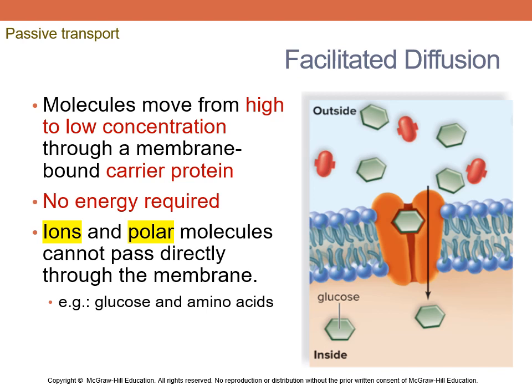In this example, there is a higher concentration of glucose molecules outside of the cell versus inside of the cell. Most carrier proteins are specific to certain molecules and only transport those specific molecules. For example, this carrier protein is very specific for glucose and will only transport glucose molecules across the membrane.